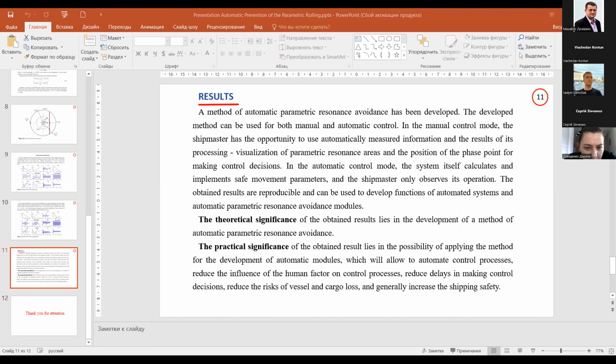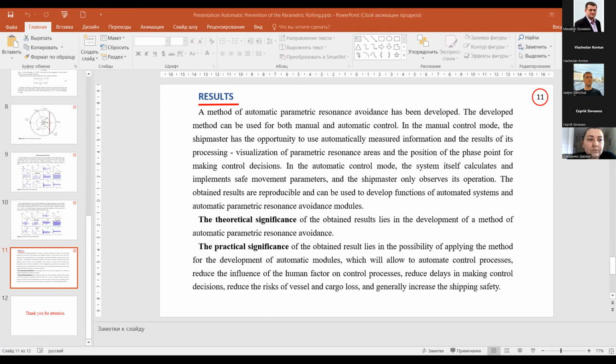A method of automatic parametric resonance avoidance has been developed. The developed method can be used for both manual and automatic control. In the manual control mode, the shipmaster has the opportunity to use automatically measured information and the result of its processing, visualization of parametric resonance areas and position of the phase point for making a control decision.